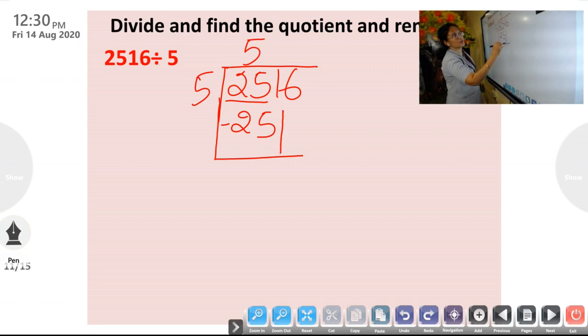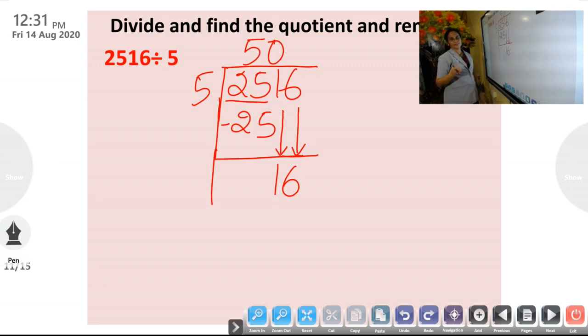Then the next is what? Bring down the next digit, 1. Now can you divide this 1 by 5? No, 1 is smaller than 5. So you cannot divide 1 by 5. So what you will do? Don't forget, you have to give a 0 in the quotient. And then you write down the next digit, 6. Okay, write down 6 along with this 1. So what is the new number we got? 16. Now we are going to divide 16 by 5.